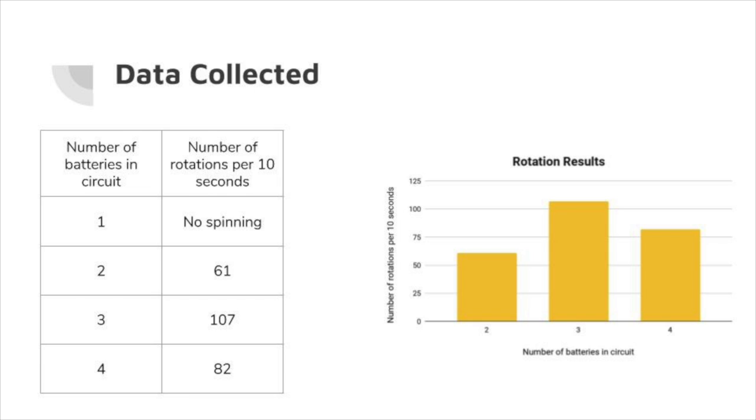For our data collected, we had no spinning for 1 battery. We had 61 rotations for 2 batteries. We had 107 rotations for 3 batteries, and we had 82 rotations for 4 batteries.